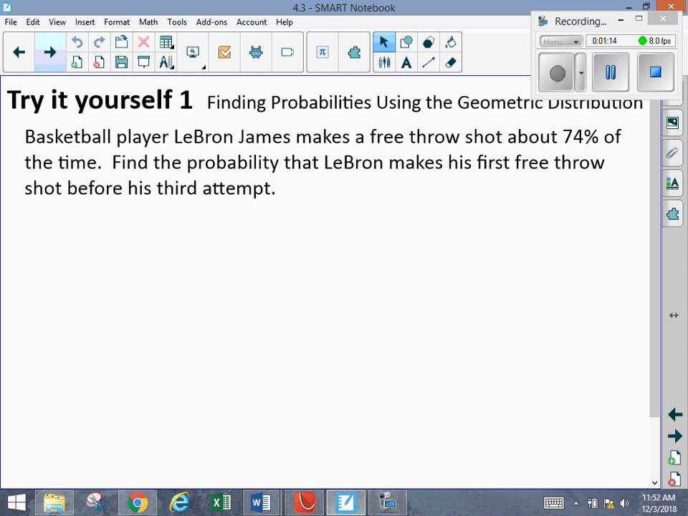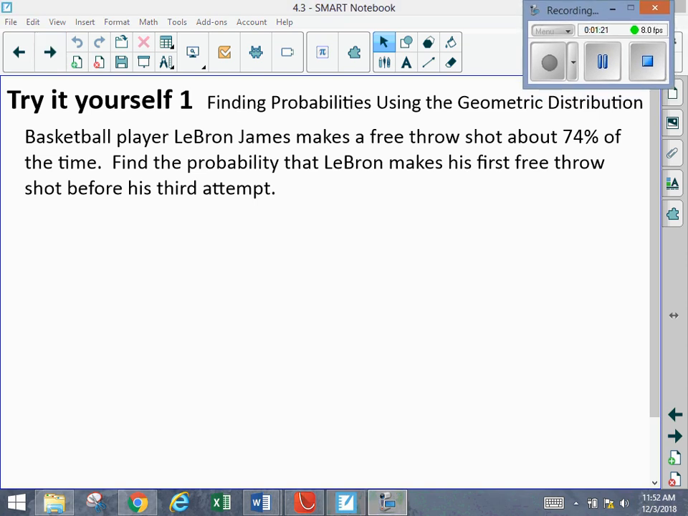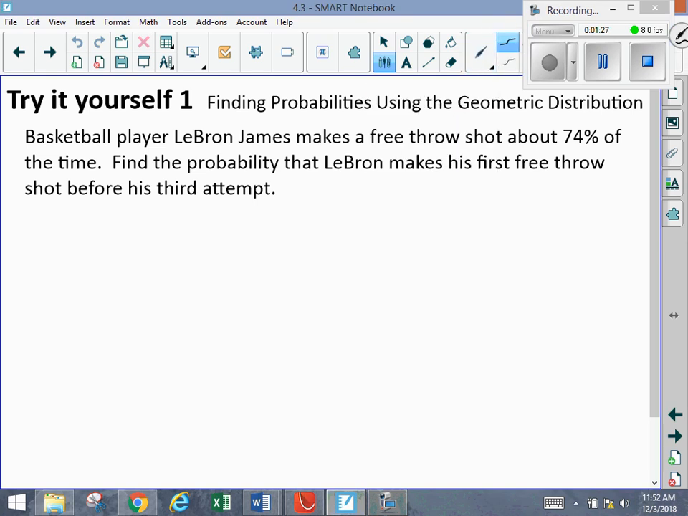All right, so let's do an example. This is our only example. We're going to do this, and it's decent because it kind of encompasses everything you would want to do with a geometric distribution. So, LeBron. He makes a free throw shot about 74% of the time. We're going to look at the probability that LeBron makes his first free throw shot before his third attempt, right? And so he either makes it the first shot or the second shot, right?